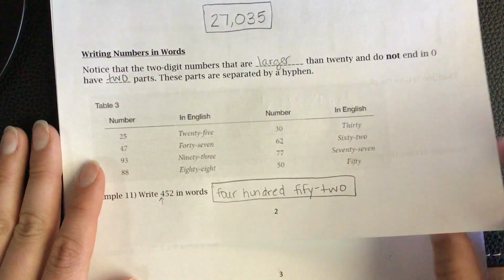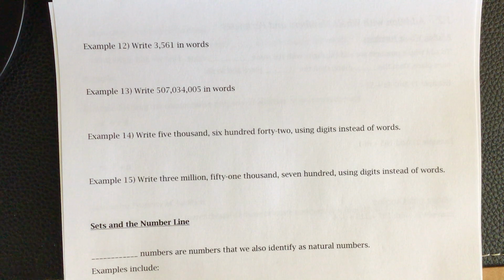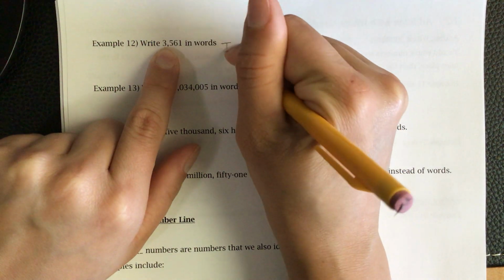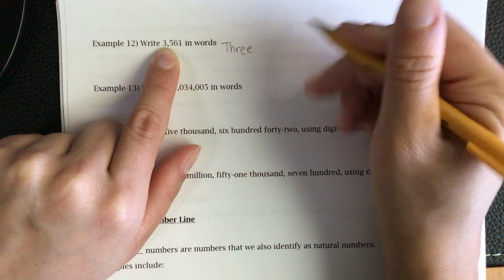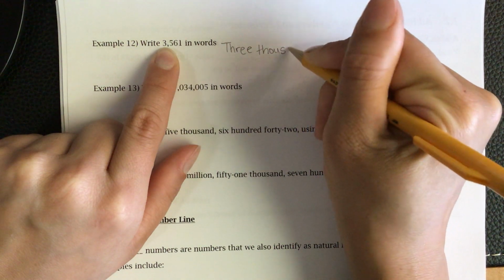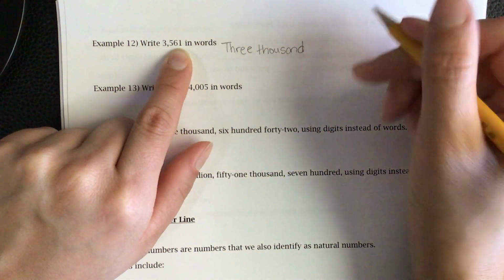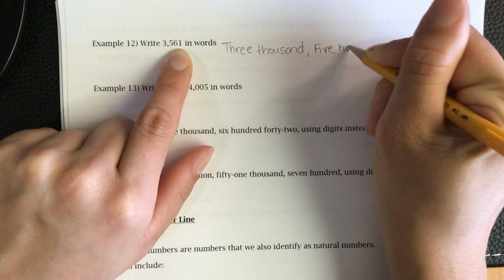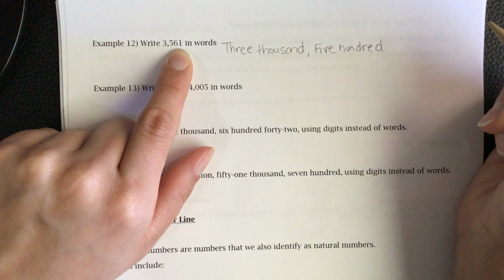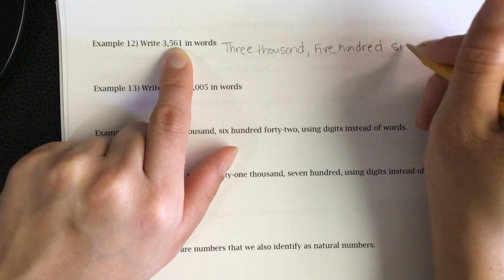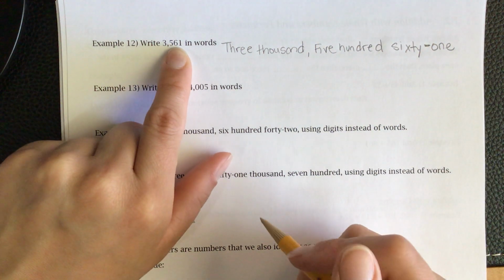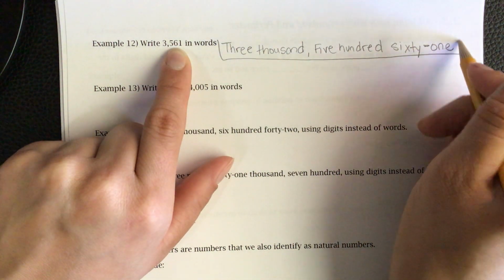Let's practice a couple more. We have 3,561. So we're going to start with three thousand. Three thousand. Five hundred. We put the comma in there. Five hundred. And then finally, the 61. Sixty-one. And that is our answer.